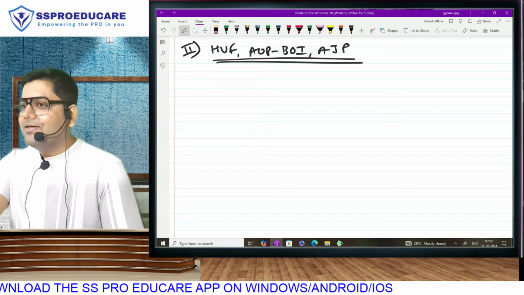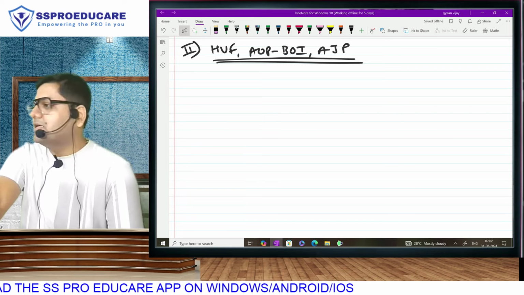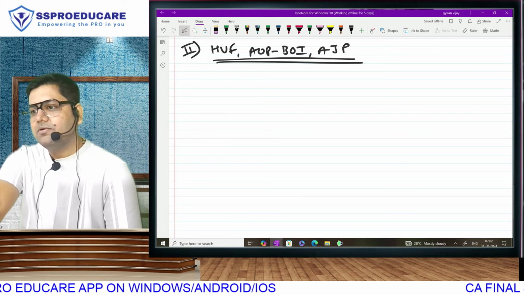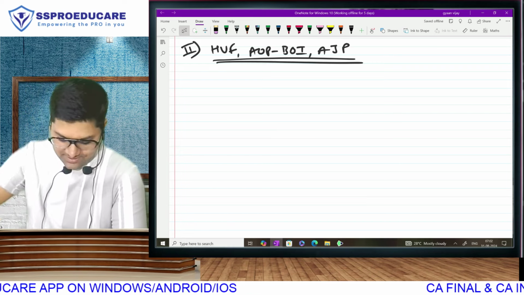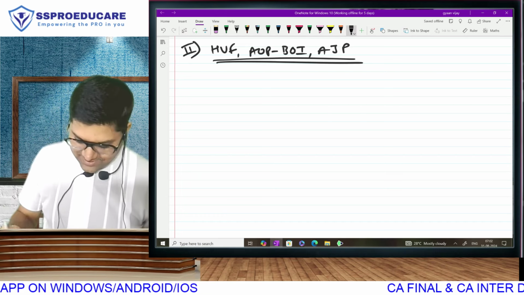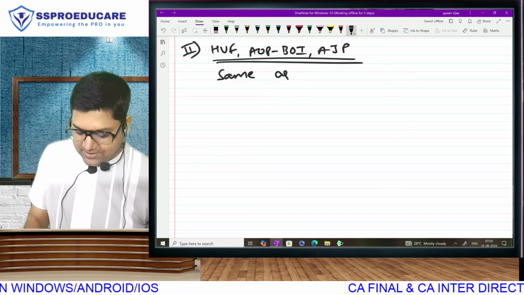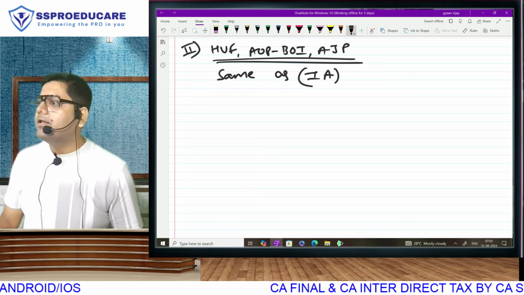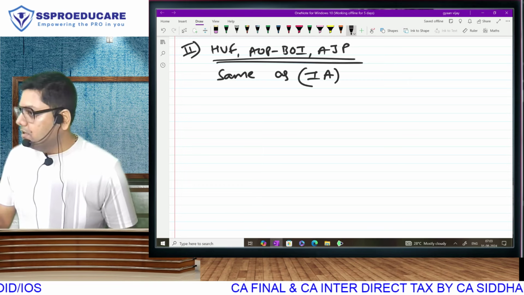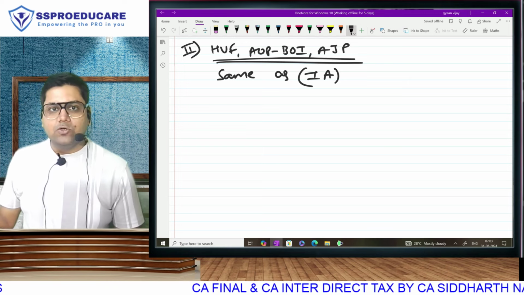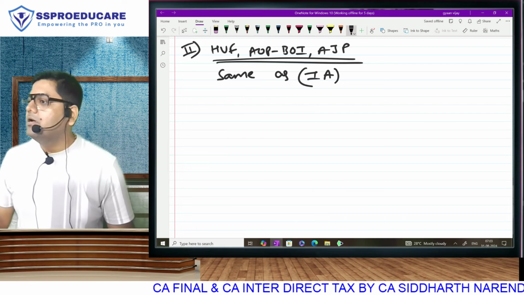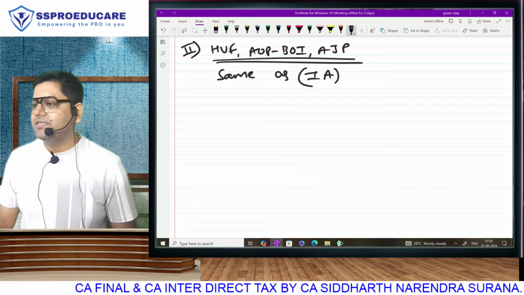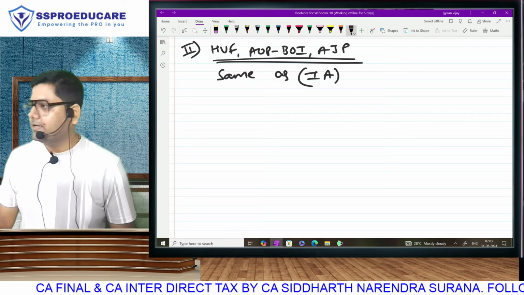Why? The reason why we are merging the three assessees is that the rates are same. First good news. You want more good news? Absolutely same as 1A. 1A, normal individuals, first category. Basic exemption of 2,50,000, 2.5 to 5 lakh 5%, 5 lakh to 10 lakh 20%, and beyond 10 lakh 30%. The basic tax rates are absolutely same as first category of individuals.